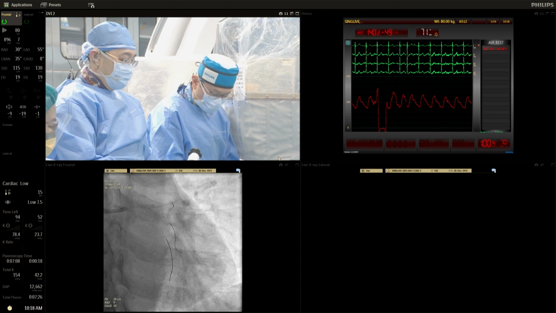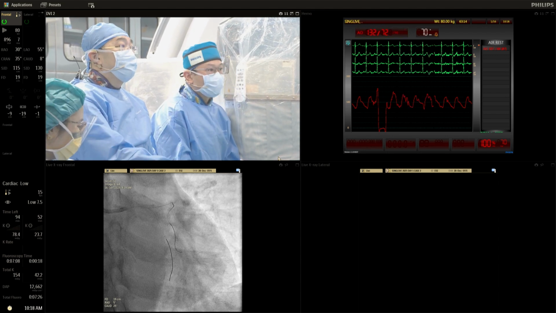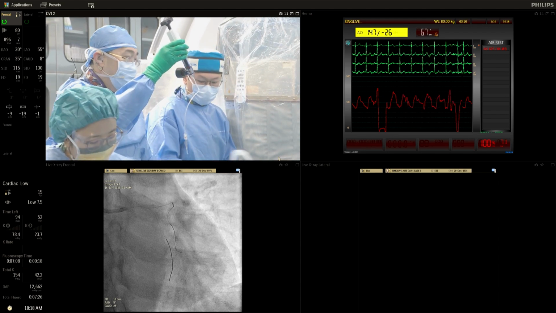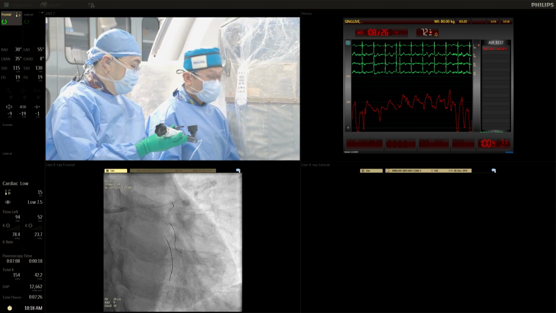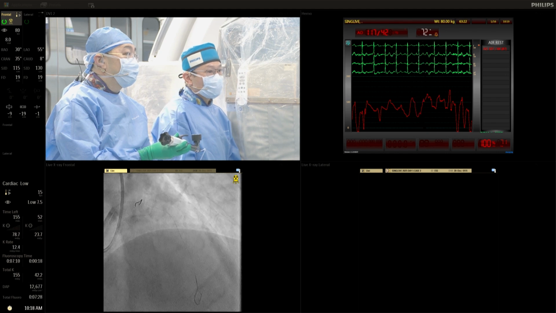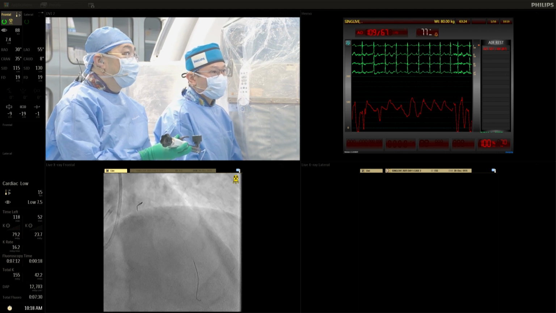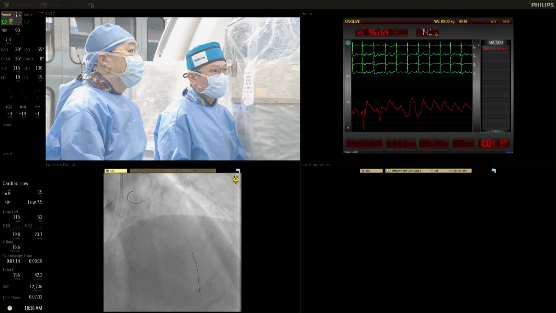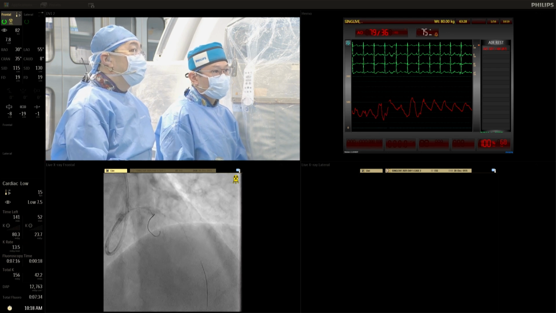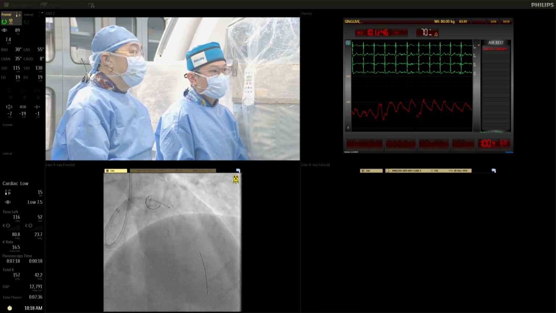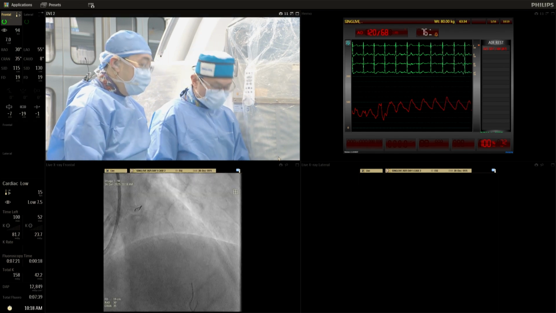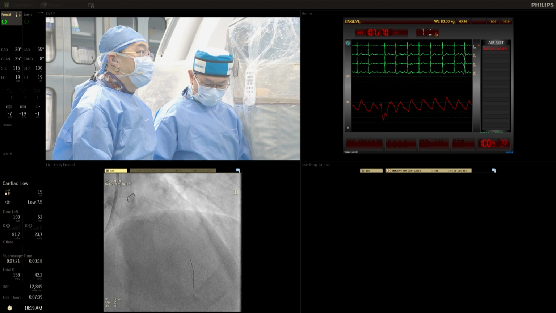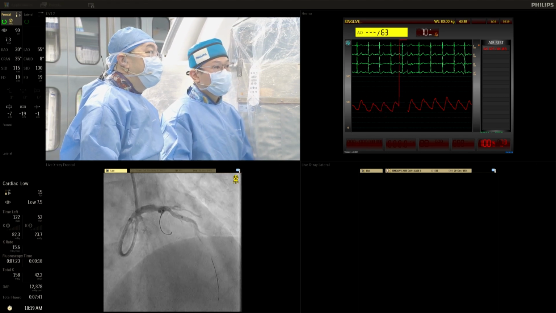We did the measurements on the OCT, and we've decided on a 3.5 by 28 millimeter Xience Sierra stent. The patient also is a bit restless, so we don't want to spend too much time. Yes, we can show it to you later on. So this is 3.5 by 28.